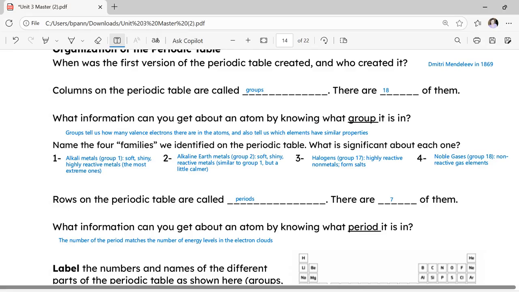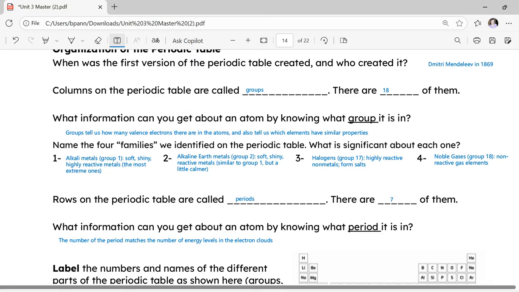Next, we'll look at our rows on the periodic table. These are called periods. This is how the periodic table was originally arranged. There are 7 periods on our current periodic table. If we added any more elements, we would have to start an 8th period to contain those new elements.